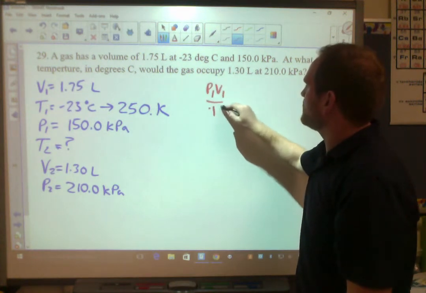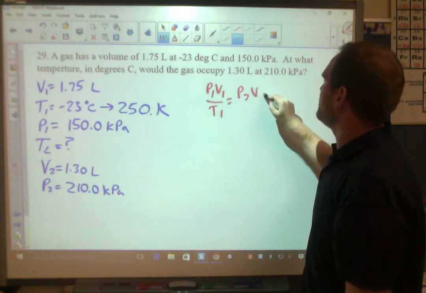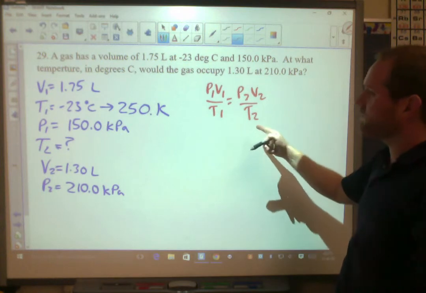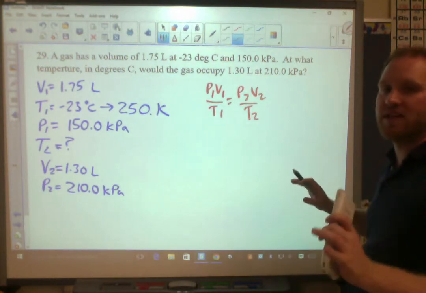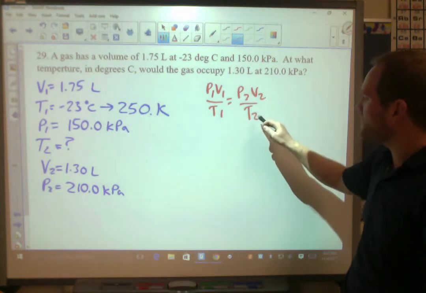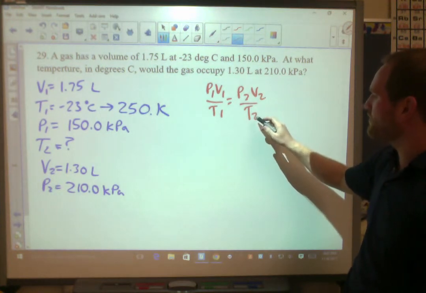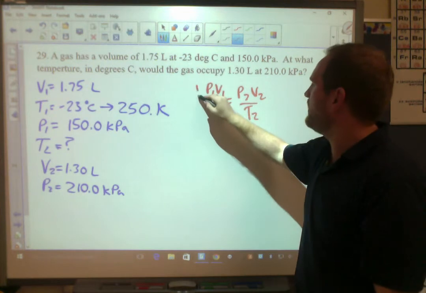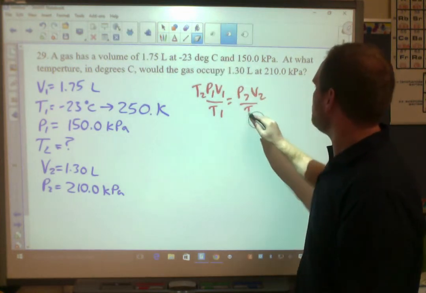P1 V1 over T1 equals P2 V2 over T2. We're solving for T2. Again, difficult. Be careful. First thing, I hate denominators. How do I get T2 out of the denominator? Multiply it by both sides. It goes away over here and it reappears up here.